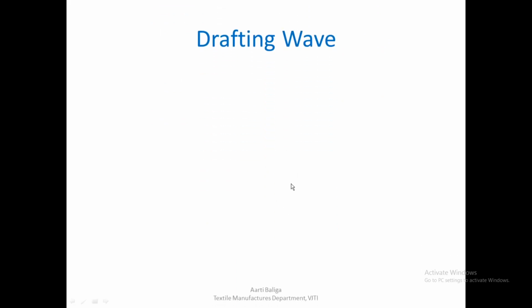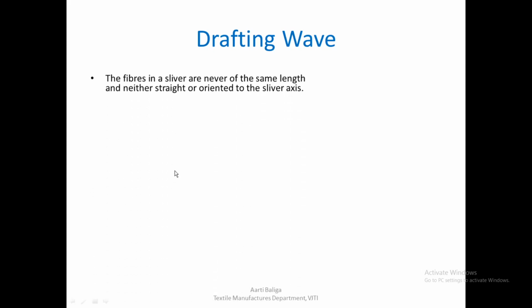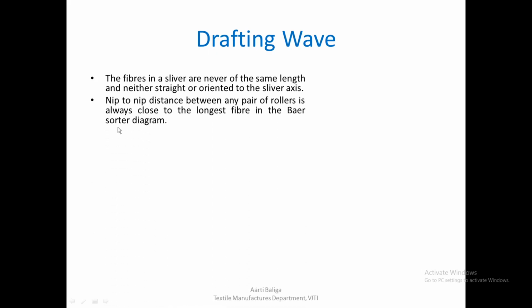Let us understand this. Before we go to drafting wave, let us see what are the facts that we already know. We know that the fibers in the sliver that we feed are never of the same length and they are never straight or even oriented to the sliver axis. We also know that the nip to nip distance between any pair of rollers is always close to the longest fiber in the Beer-Sorter diagram. We have learnt that from the Beer-Sorter diagram we calculate the effective length, and that is what we use for setting our roller pairs.